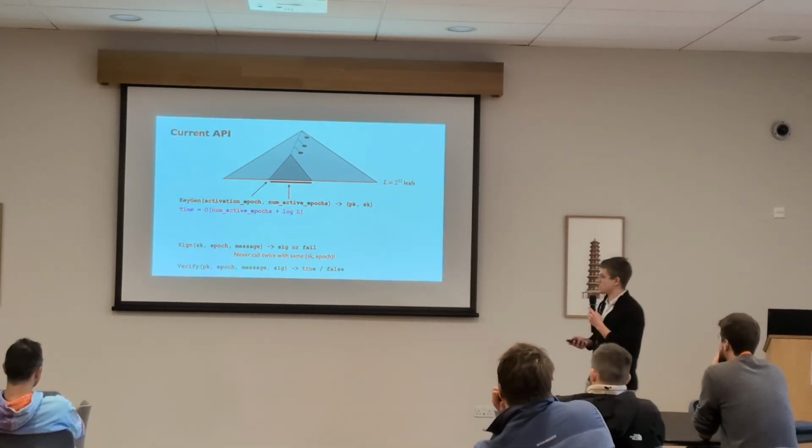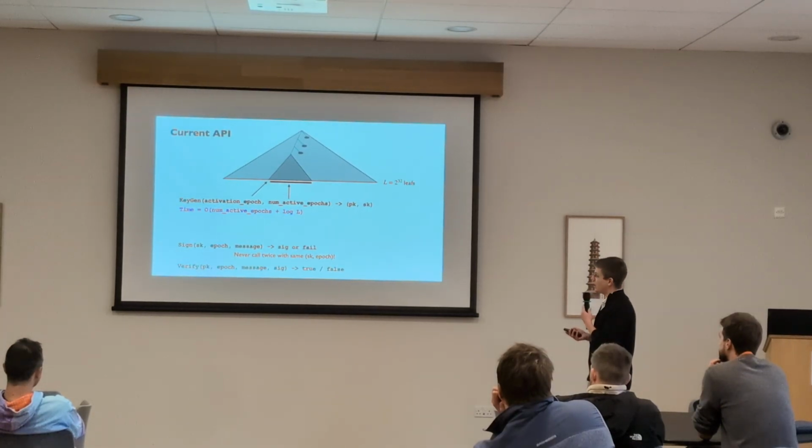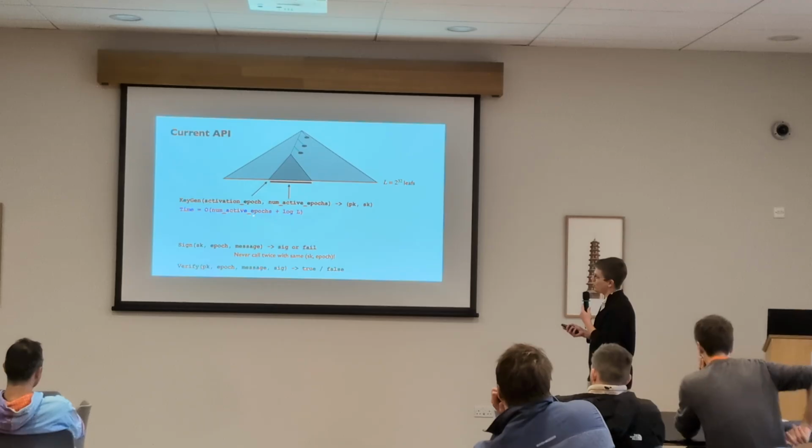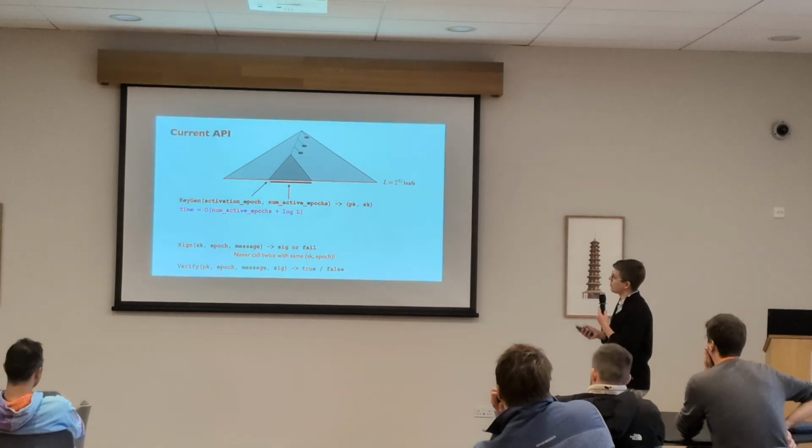Okay, so how long does this take? KeyGen is really the slowest algorithm in this whole thing. It takes linear time, and all of this is times the time that it takes to evaluate a hash function, linear in the number of active epochs plus some log L. Log L because you need to complete this here.